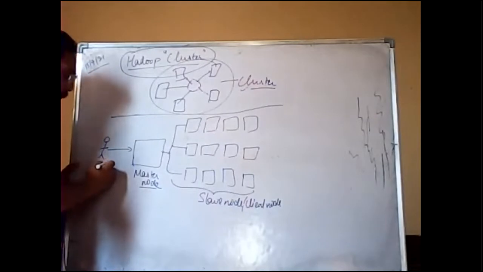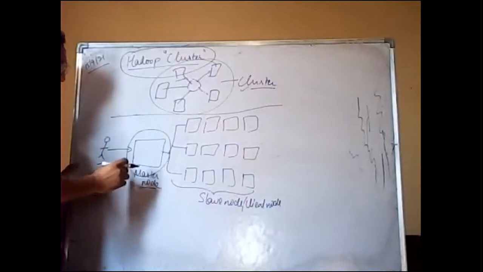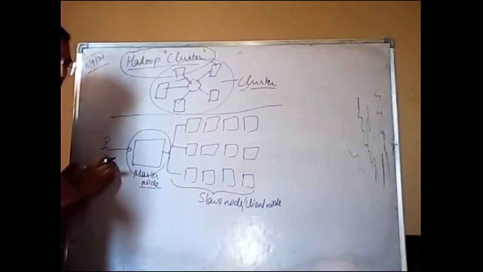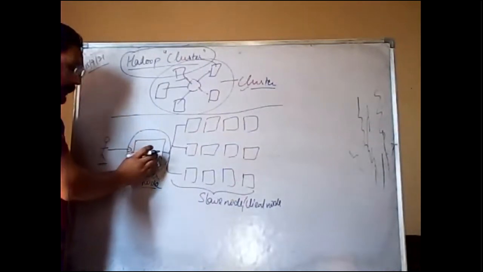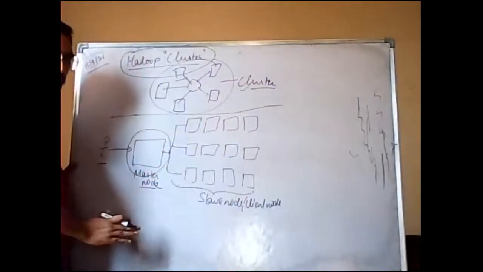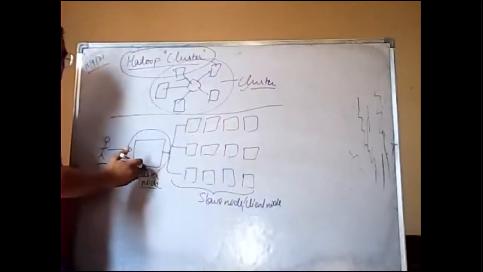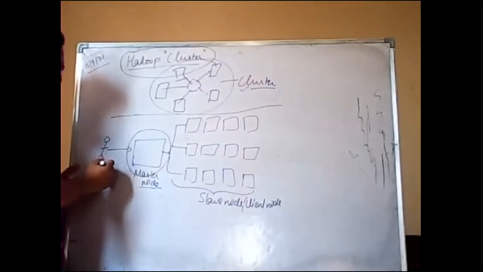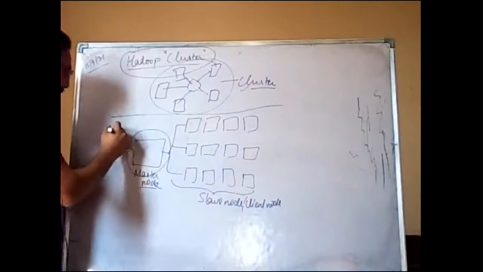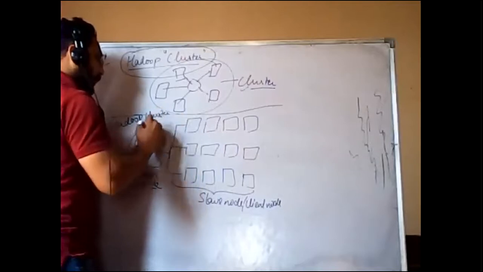If I am the user, I will interact with the master node of Hadoop. If there is any query from my side, the master node will distribute that query to the sub nodes or slave nodes to perform that task and submit the result to the master node, and the master node will show me the result of that query. In this manner, your Hadoop cluster will work.